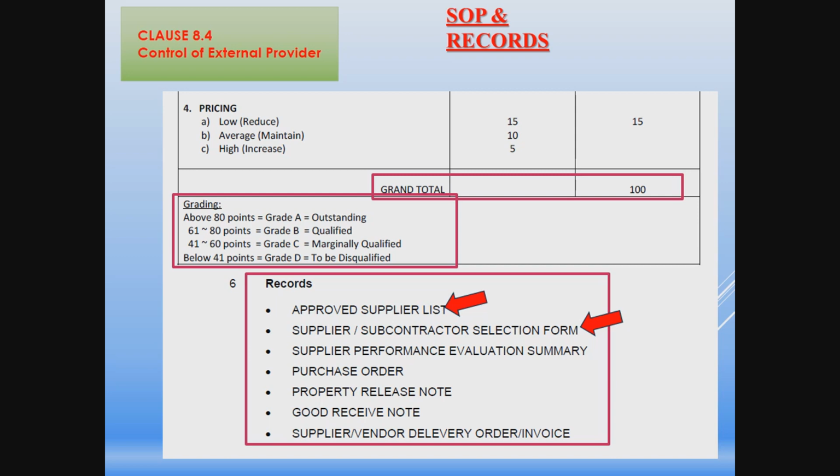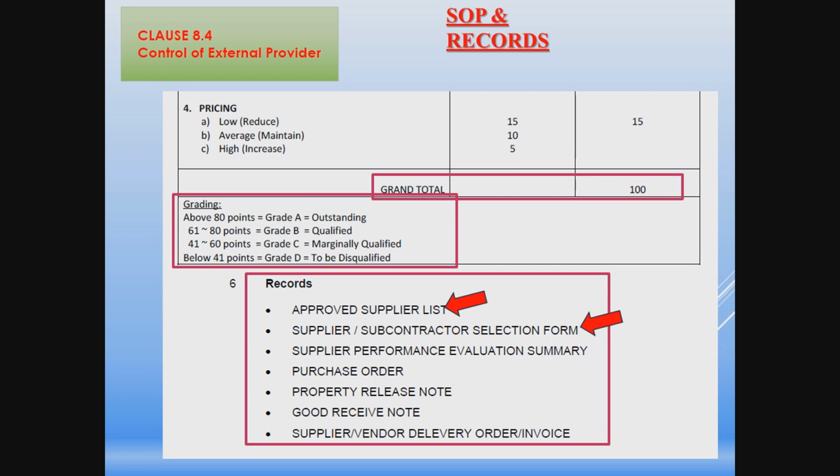You need to use the supplier selection form from when you start the ISO. Before ISO implementation, those are considered your existing suppliers or subcons, so you do not need to do any selection form. After implementing ISO, for example if you implement in October this year, then from October onward, for any new supplier or subcontractor, you must fill in the supplier selection form.